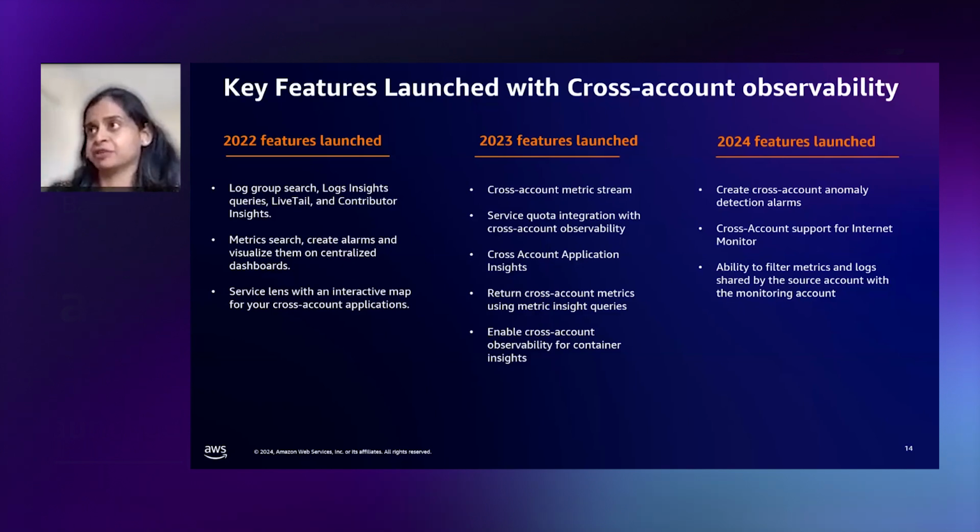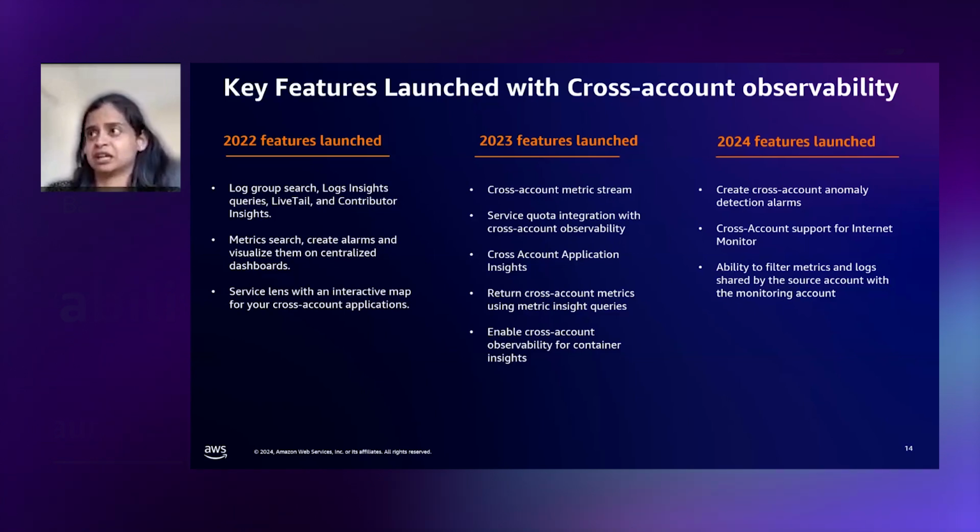In 2024, since the beginning of the year, we have launched the following: cross-account anomaly detection on metrics shared across your accounts. This helps you track unexpected changes in metric behavior across multiple accounts from a single monitoring account through cross-account observability. We also included support for Internet Monitor in 2024, where you can set up cross-account observability for CloudWatch Internet Monitor so that you can get read-only access to your monitors from multiple accounts.